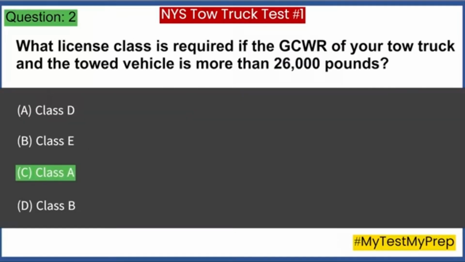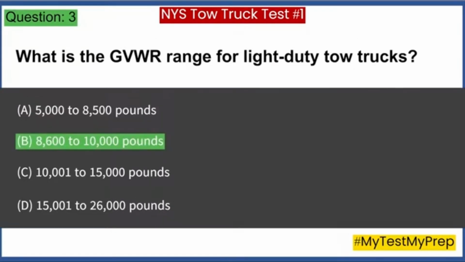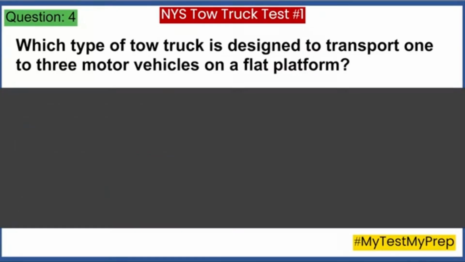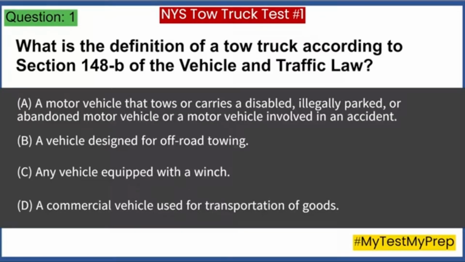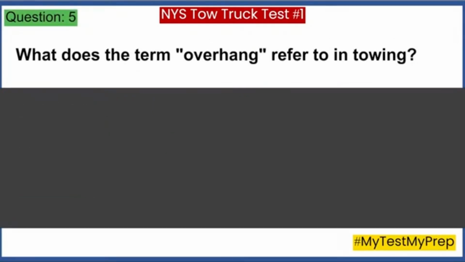Answer: Class A. What is the GVWR range for light-duty tow trucks? Answer: 8,600 to 10,000 pounds. Which type of tow truck is designed to transport 1 to 3 motor vehicles on a flat platform? Answer: Car carrier. What does the term overhang refer to in towing?